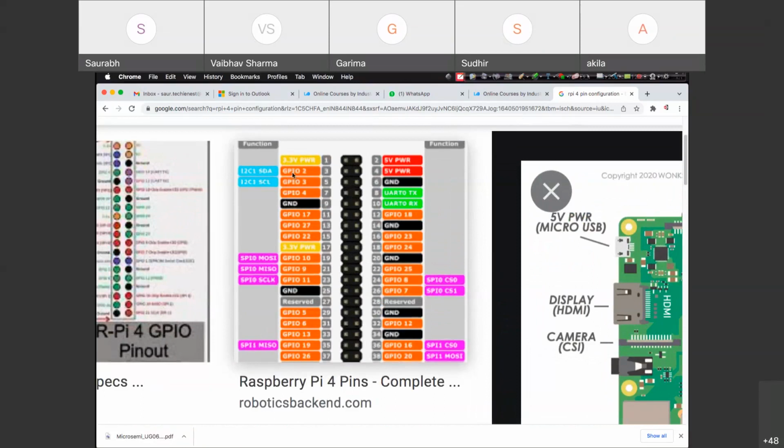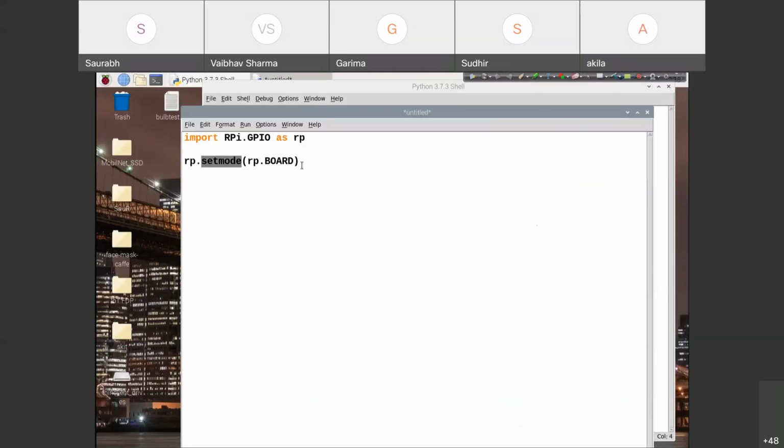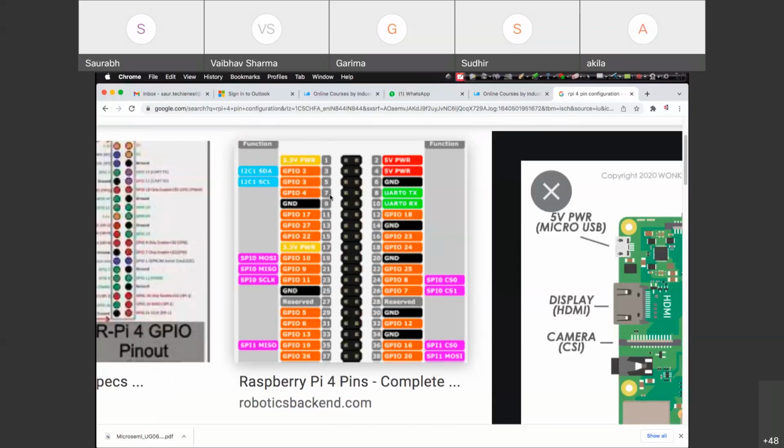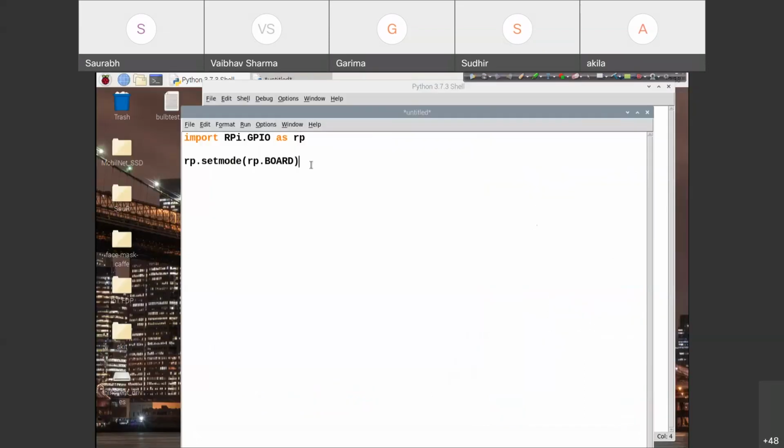BCM follows this architecture: GPIO 2, 3, 4, 17, 27, 22. But board mode follows these pins: pin number 1, 3, 5, 7, 9, like this. So if I'm writing rp.BOARD here, I'm following board pins. I'll be writing pin number 7 instead of pin number 4. If I use BCM, then I'll use 4 here. So with set mode, we have just activated the board for physical pin configurations. And if we have to take input or output on any specific pin, we have to set up that pin also, with rp.setup.